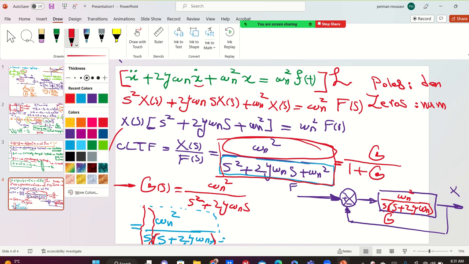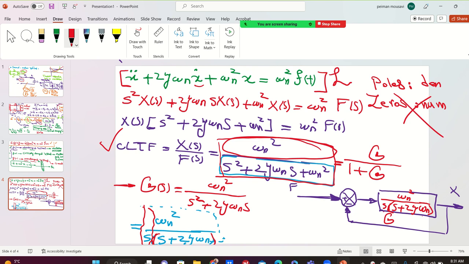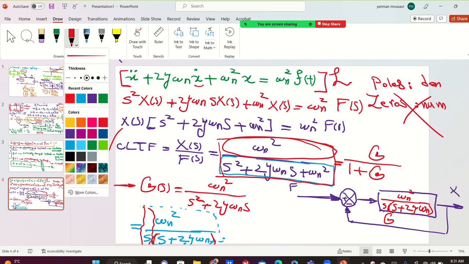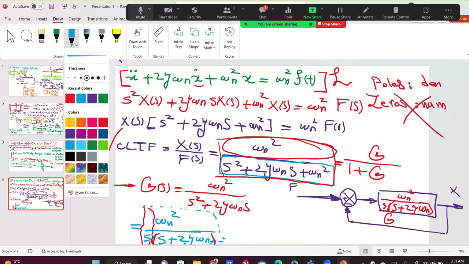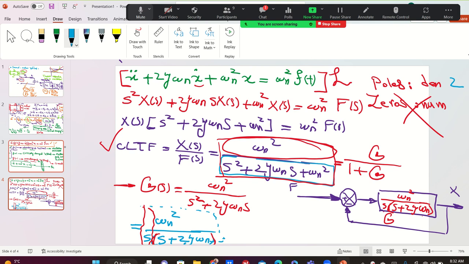So there's no zeros here, because there's no equation. How many poles does this have? Two, because poles are the roots of the denominator.